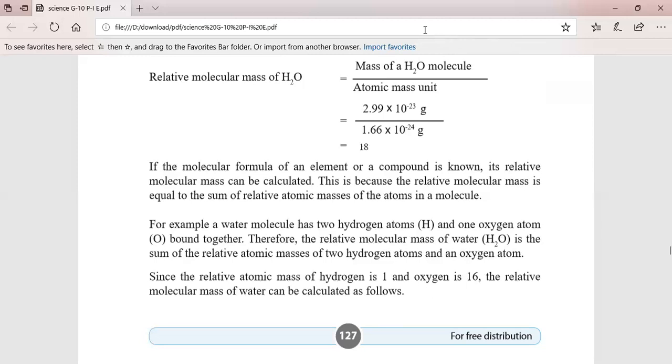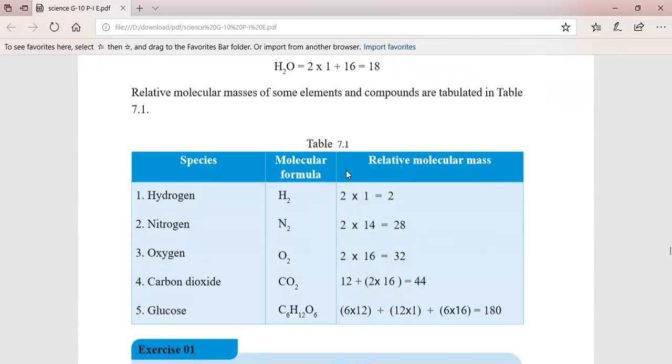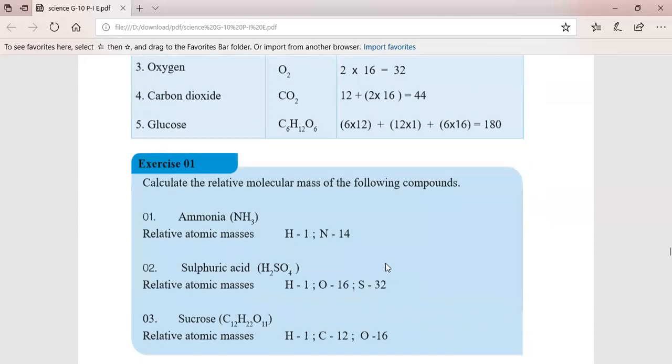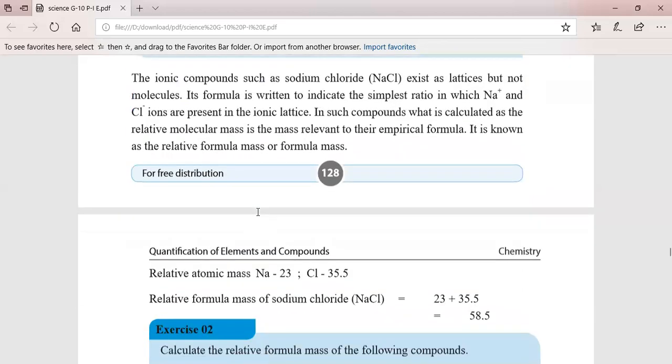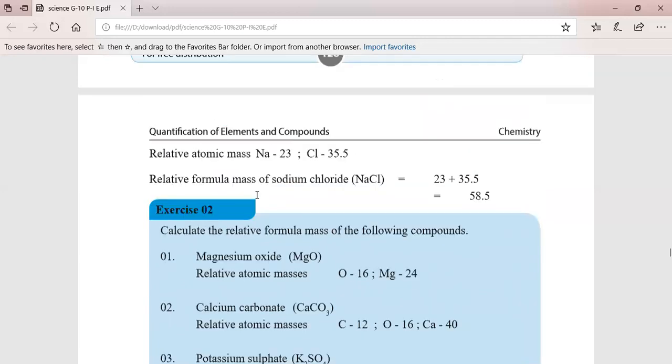Next page. In this way, we can also calculate the relative molecular mass of water. Some relative molecular masses are given here, hydrogen, right? You can study the example here. And exercise 1, you want to do that. And exercise 2, you can do it, right?